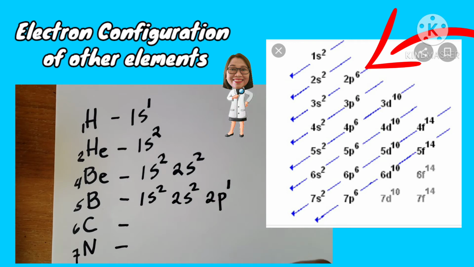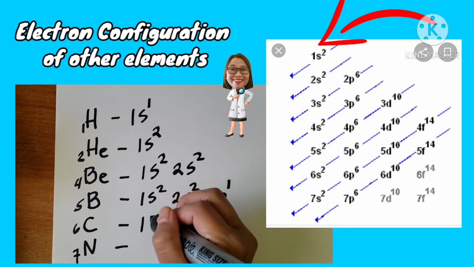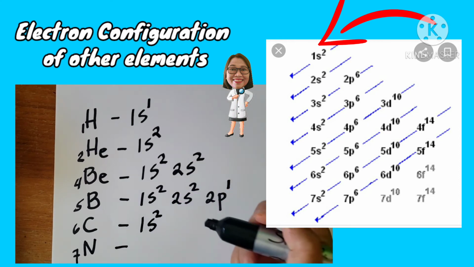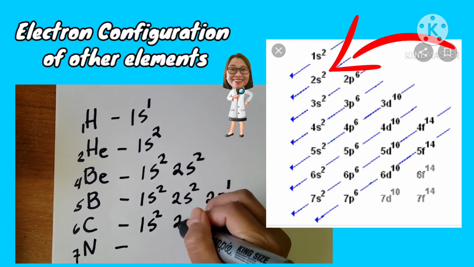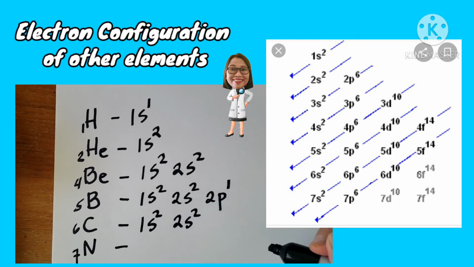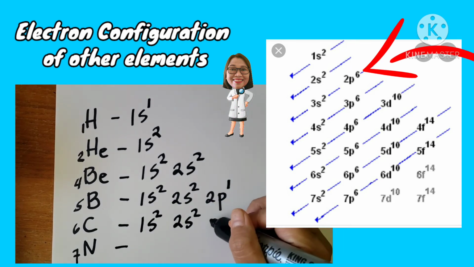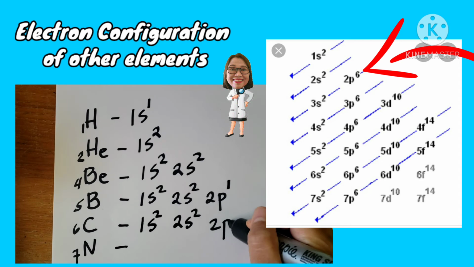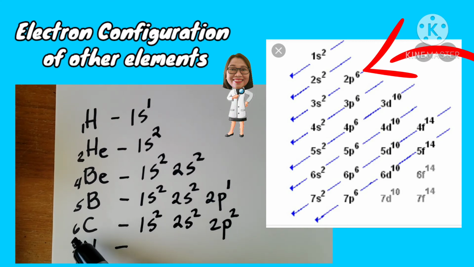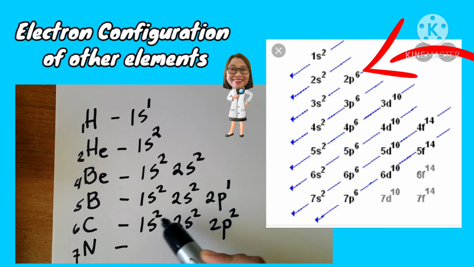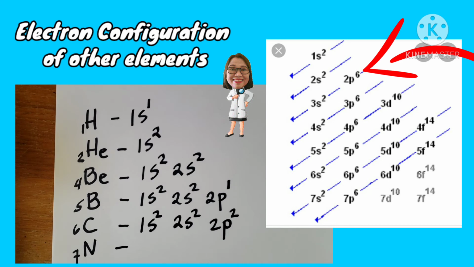Alright, so this time we're going to have the electron configuration of carbon. We're going to start with 1s2 and then 2s2, and then I'm going to write 2p2. I'm not going to write 2p6 because the atomic number of carbon is 6, so I'll just write 2, because 2 plus 2 plus 2 is equal to 6, which is the atomic number of carbon.